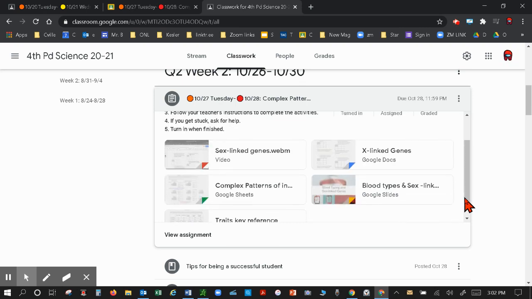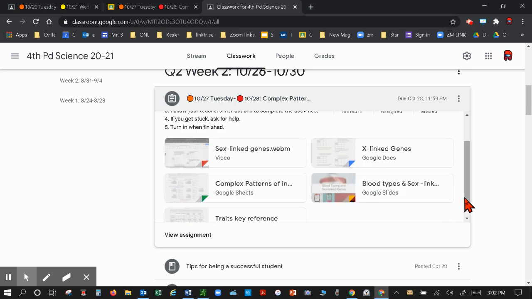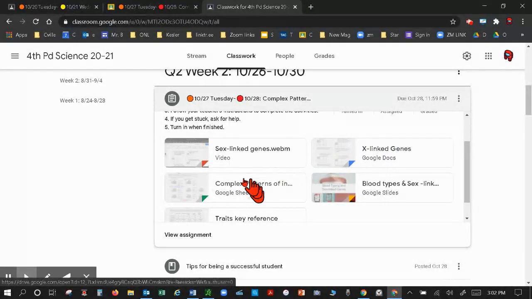Hey, boys and girls. I want to talk to you about just the X-linked trait assignments. I think this will help you out, as there's some confusion on how to set it up and what to do with the Punnett squares. Now, if you look, here's the assignment, the X-linked genes. It's right here. Also, complex patterns of inheritance with blood types is here.